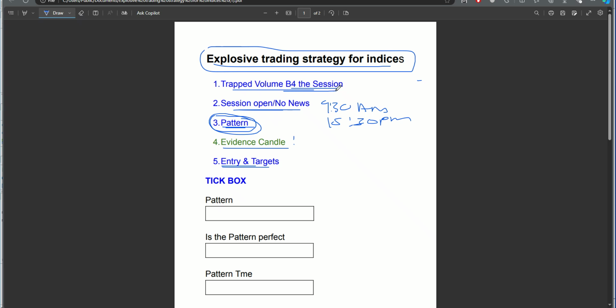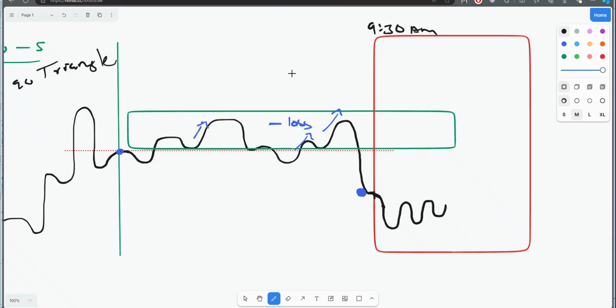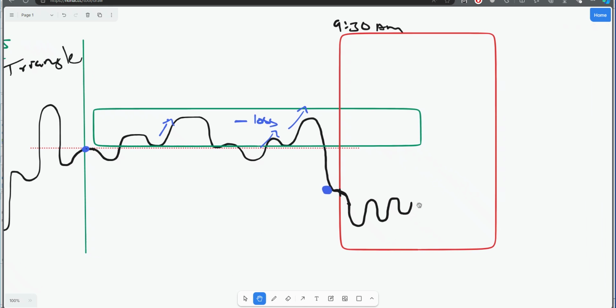Why? Because we have identified trap volume before the session, and we have waited for the session to open, and we are assuming there is no news, right? So now we are on step 3, where we are waiting for a chart pattern. This is highly important. Now we are waiting for a chart pattern. Let me bring in some lines here. As I told you, 90% of my patterns are triangles.